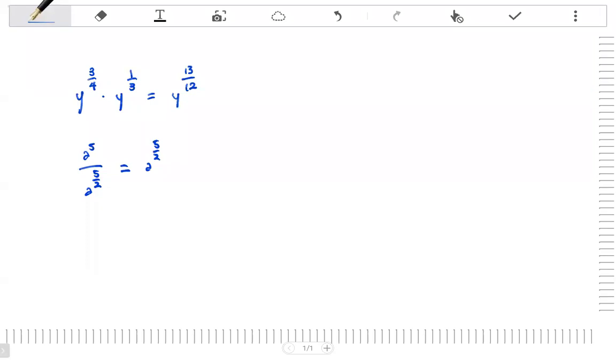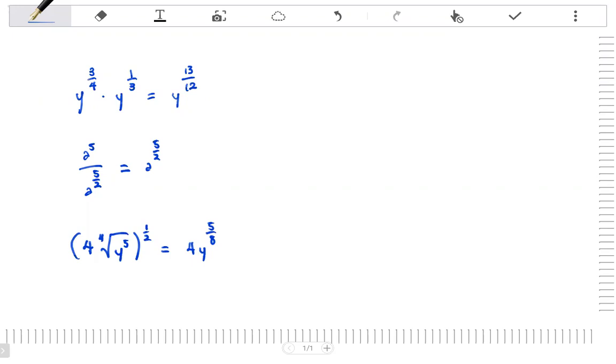This one's a bit more harder. 4y to the 5/4, and to the half power. 이건 살리니까 해보자. Is it 4y to the 5/8? 4y to the 5/8. Okay.